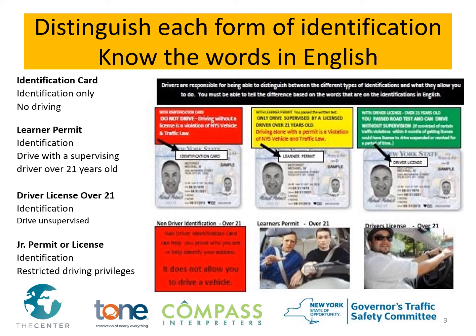It is really important that you are able to distinguish the words on each form of identification and know what each form of identification lets you do. Identification card: identification only, no driving. Learner permit: identification, drive with a supervising driver over 21 years old. Driver license over 21: identification, drive unsupervised. Junior permit or license: identification, restricted driving privileges.